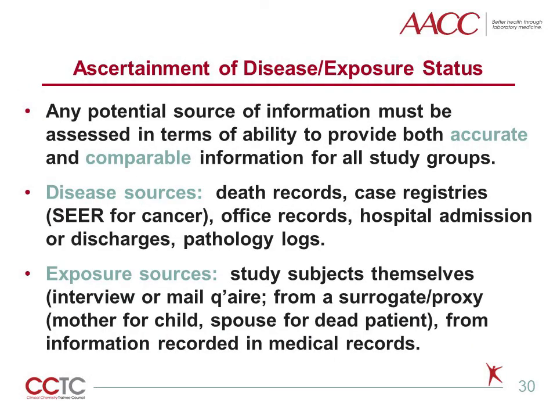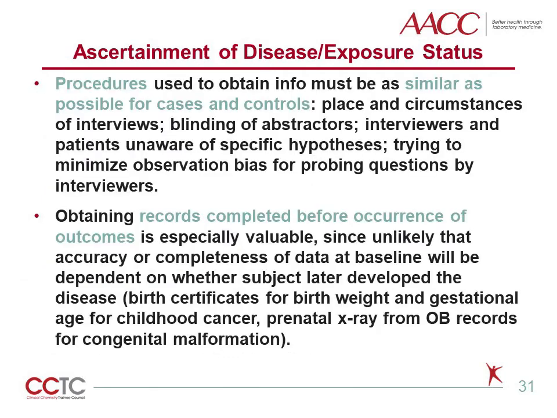Now, how do you get the disease and the exposure? Any potential source of information has to be assessed in terms of its ability to provide accurate and comparable information for the study groups. The disease sources can be from death records, case registries, office records, hospital admissions or discharges, pathology logs. The exposure sources can be the study subjects themselves by interview or a mail questionnaire, from a surrogate or a proxy, like a mother for a child, a spouse for a dead patient, or from information that is recorded in medical records. So the important thing is that the procedures that are used to obtain the information must be as similar as possible for the cases and the controls.